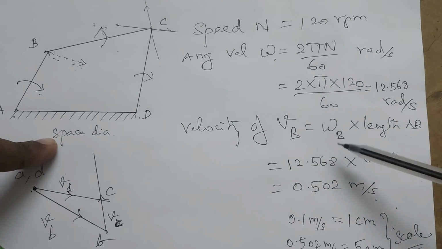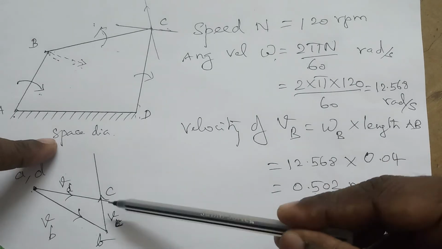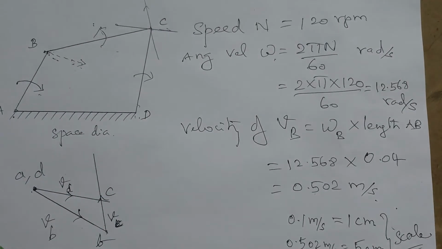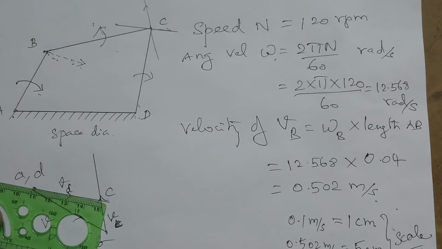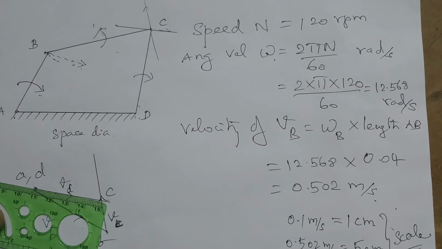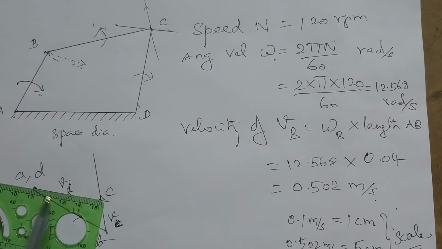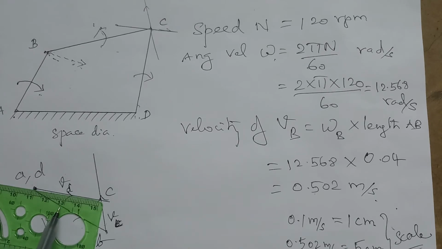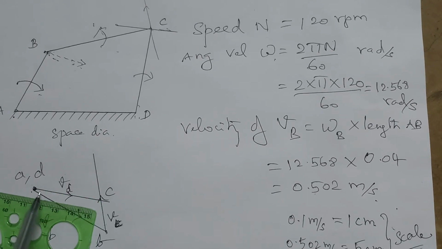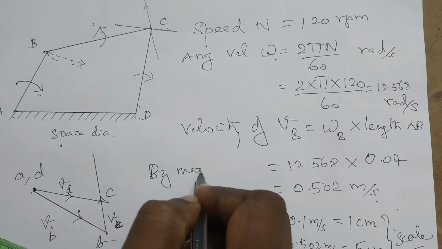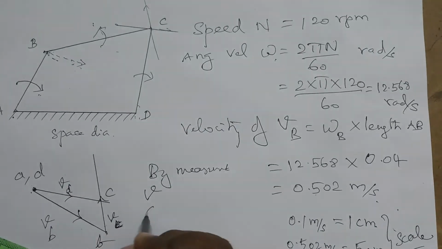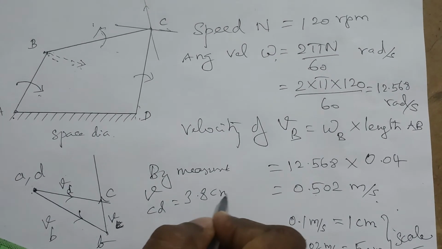To find the length, here you can see DC, this is the velocity distance. So measure it using a ruler, and it may come nearly around 3.8. So 1, 2, 3, it may come nearly 3.8. You can see here 1 centimeter, 2 centimeter, 3 centimeter, 3.8 centimeter. So velocity of CD by measurement equals 3.8 centimeter.